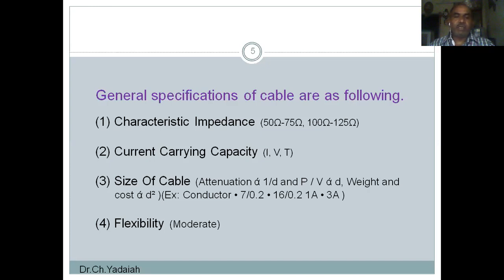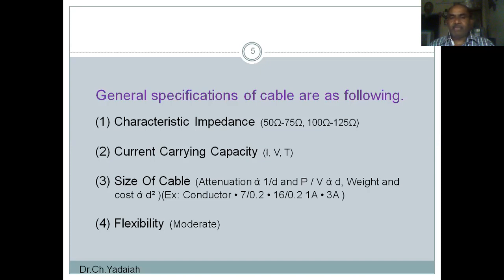For example, in case of copper conductors, a 7 by 0.2 aluminum conductor can carry 1 ampere. That means 7 strands, where each strand has a diameter of 0.2 mm. Whereas if the strands increase, with the same diameter of the strands, if there are 16 strands instead of 7, then the current capacity increases from 1 ampere to 3 amperes. So this is the size of the cable.